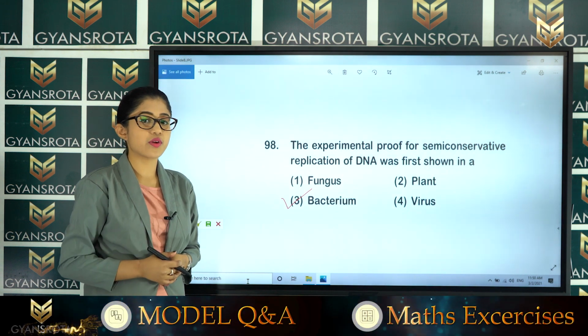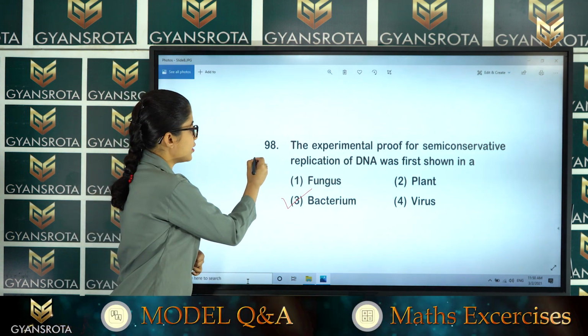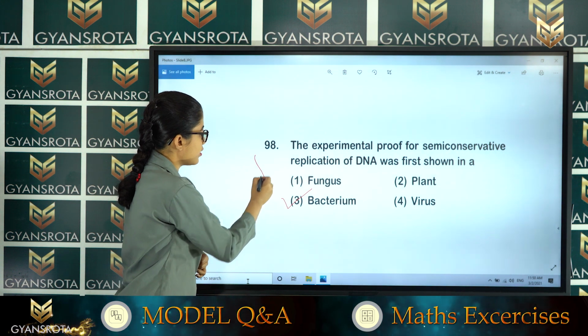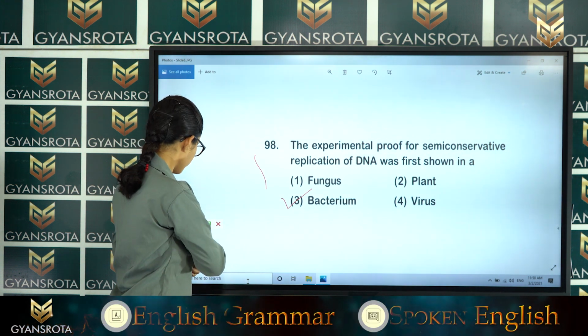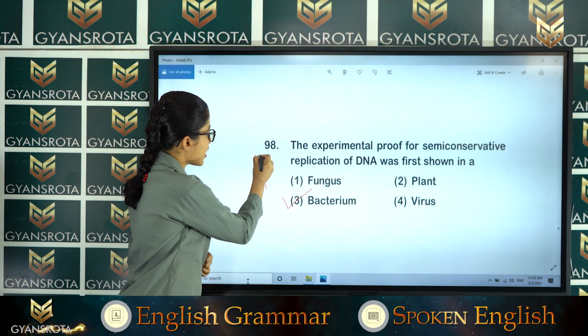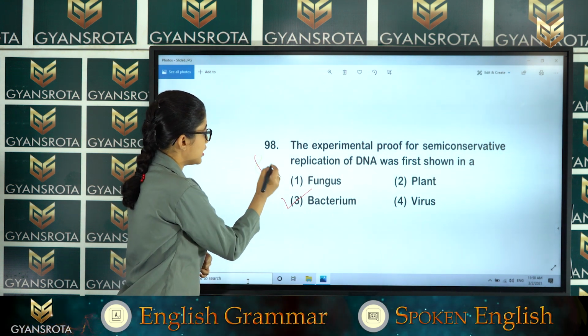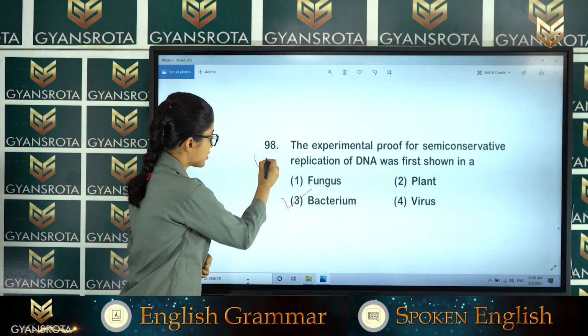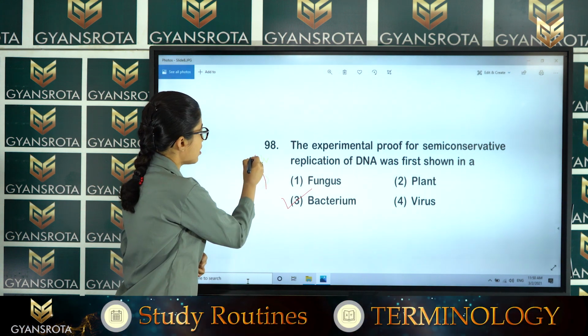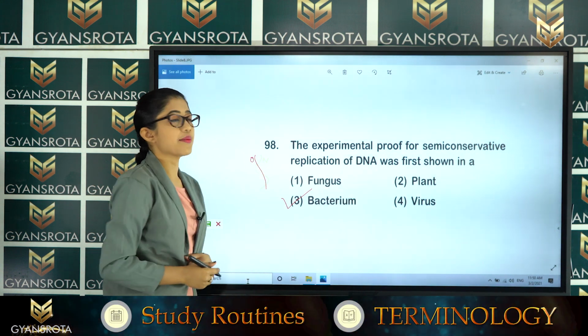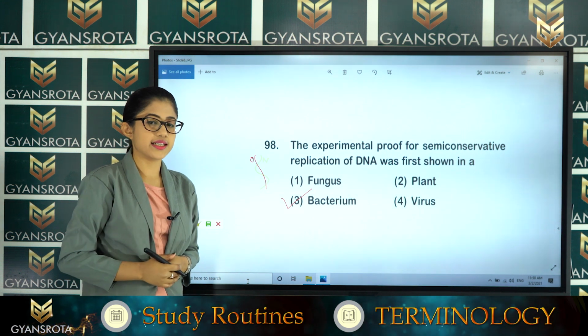Semi-conservative, have you remembered what it was? It was when the DNA replicates as one for the old strand and the next is for the new strand. So suppose this is a new strand and this is the old strand. So this is the semi-conservative nature of the DNA, right?